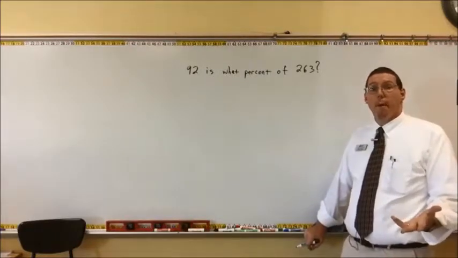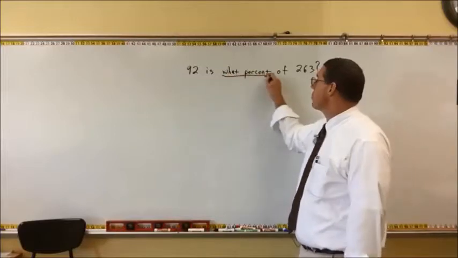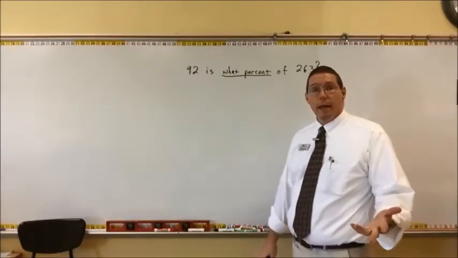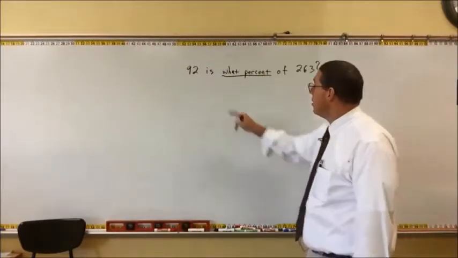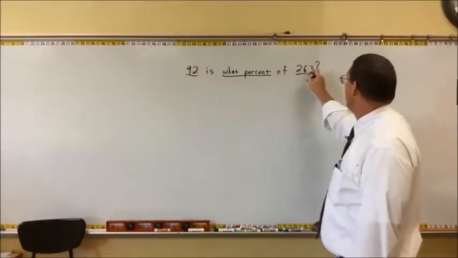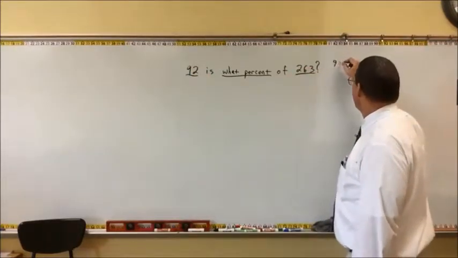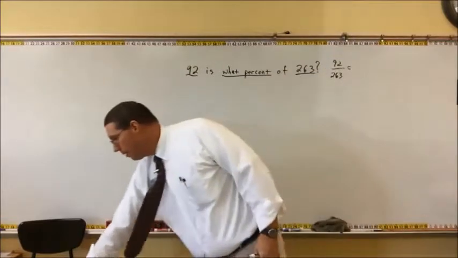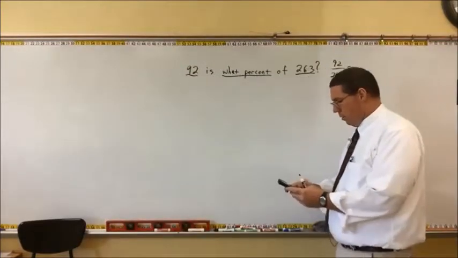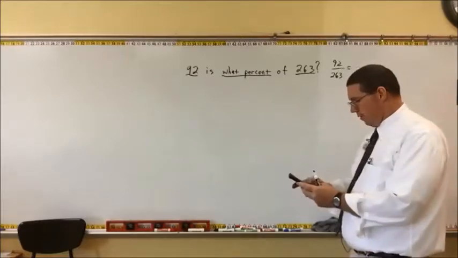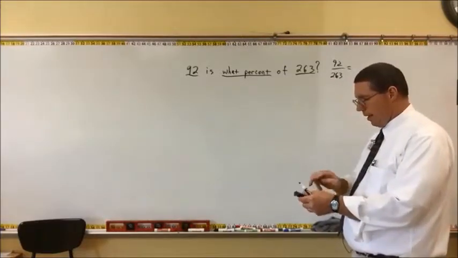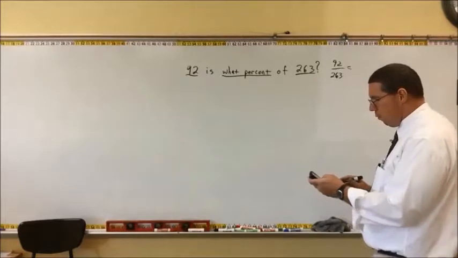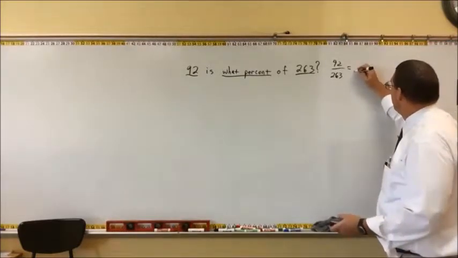Okay, so hopefully you remembered that whenever you're doing a what percent question, you're dividing. And you're always dividing the is number by the of number, right? So it's going to be 92 divided by 263. If I get a calculator and I do 92 divided by 263, I get 0.3498.